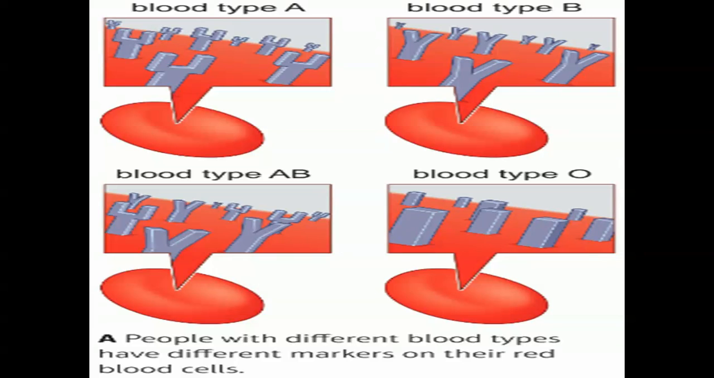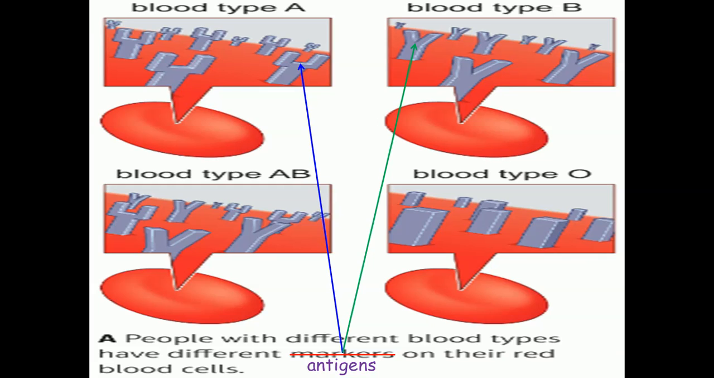You can also do Punnett squares using blood group. So in this example here, if you're blood type A, you're expressing the blood type A antigen on the surface of red blood cells, and then someone who's blood type B will have type B antigens on their red blood cells. But if you're blood type AB, you express both type A antigens and type B antigens.